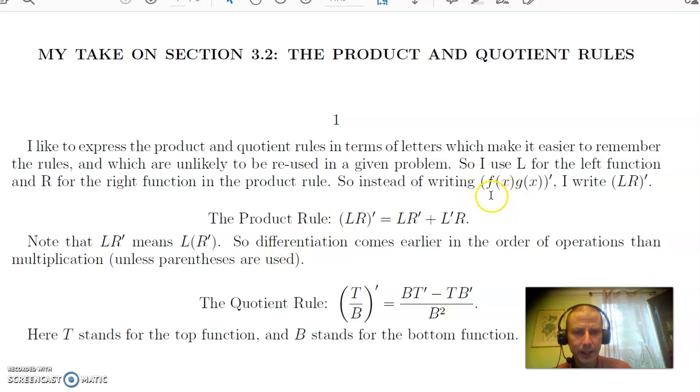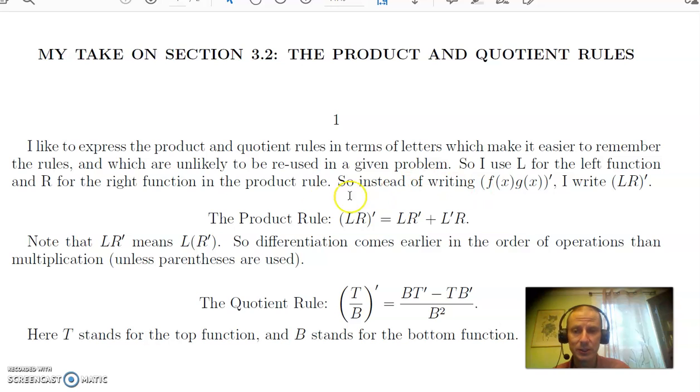So instead of writing f of x times g of x, I write LR, because L stands for left and R stands for right. And this is nice because if you only think of it in terms of f and g, you might be given a problem where f and g mean something else in the context, and then you don't want to let f be the left function. However, I've never seen a problem where they use capital L and capital R for function names.